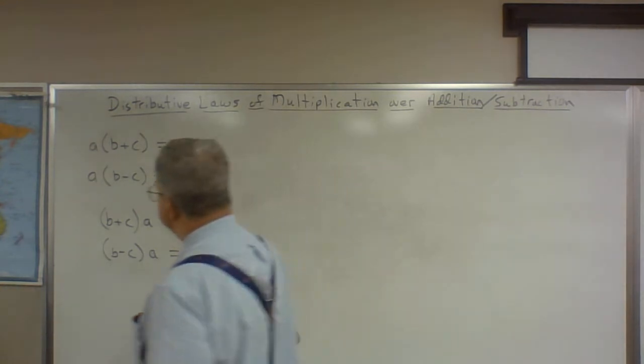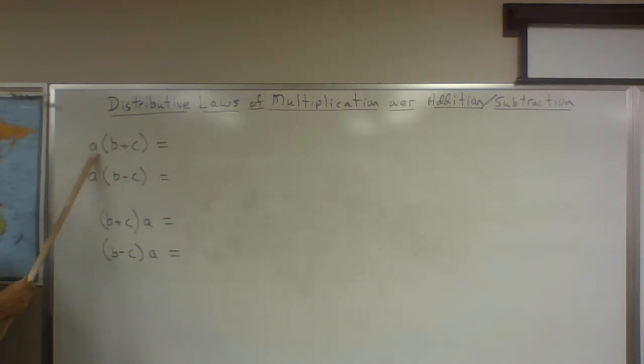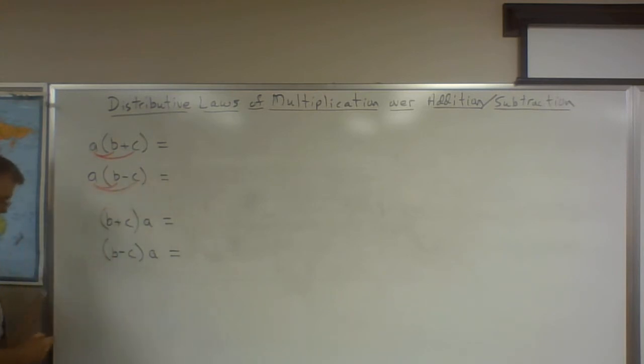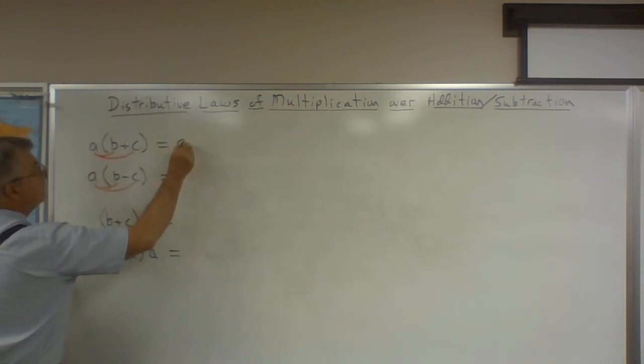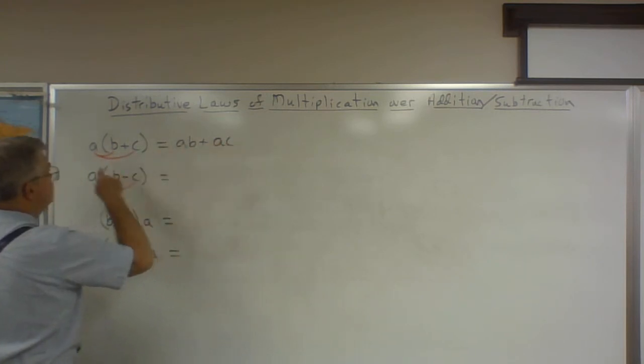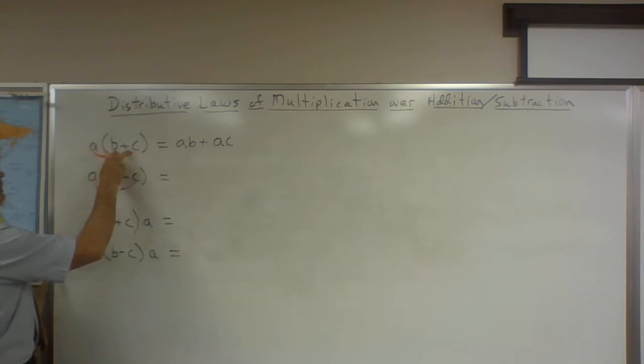And what it says is this: if we have something that's multiplied by a sum in parentheses, or if we have something that's multiplied by a difference in parentheses, we can take this multiplier and distribute it to each term of the sum or each term of the difference like this. And we're going to get A times B plus A times C. Distribute the multiplier to both terms of the sum.